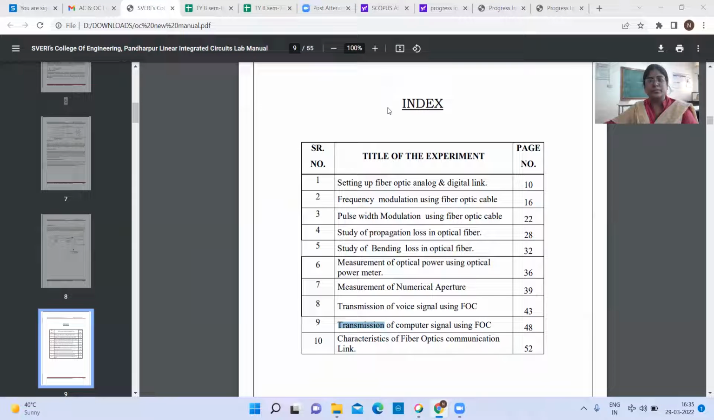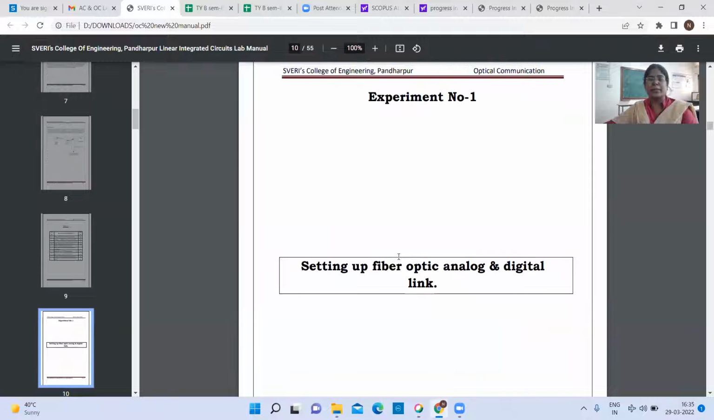Yes, ma'am. So transmission of electrical signal, then calculation of various parameters of optical fiber cable, and then next transmission of the non-electrical signal. एवढा आपण ह्या एक्सपेरिमेंट मध्ये बघणार आहे.